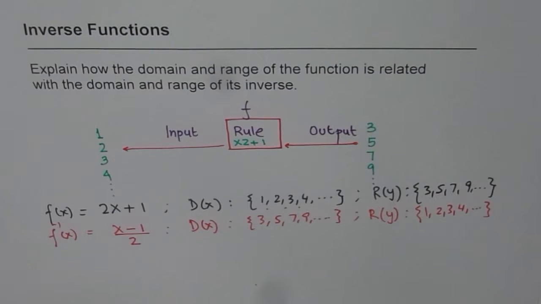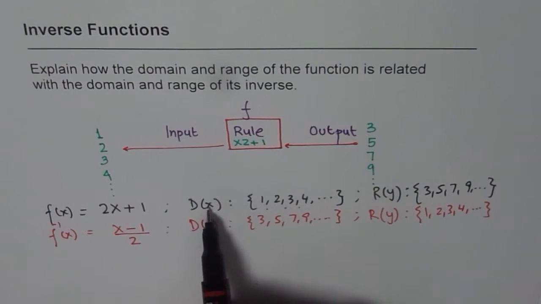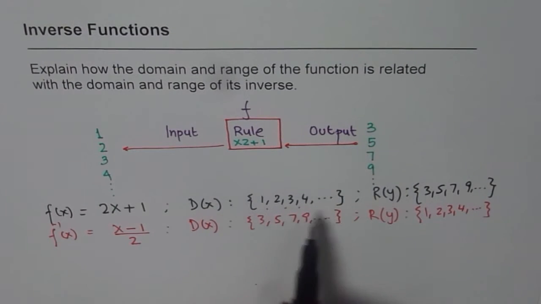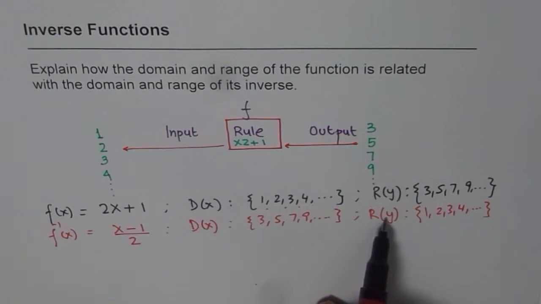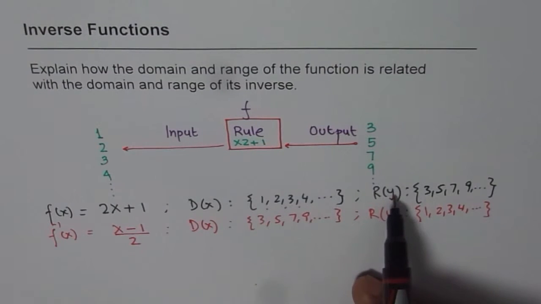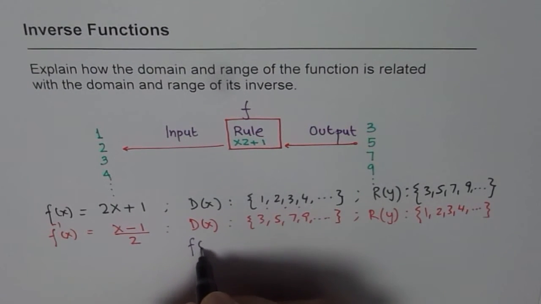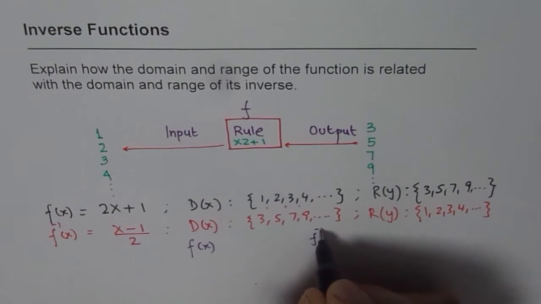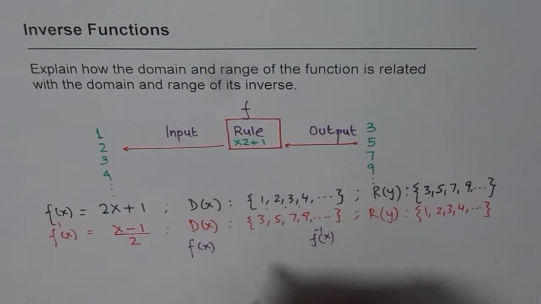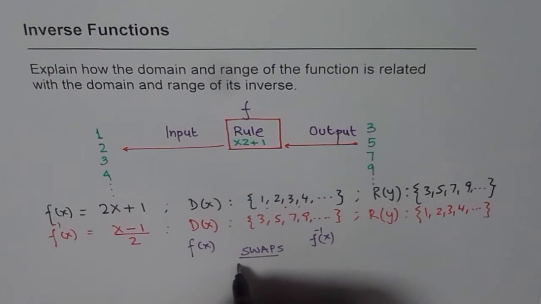You can see domain and range swaps. The domain of the function becomes range for the inverse of the function, and the range of the function becomes the domain of the inverse. So that is what happens. So between function and its inverse, what we notice is that domain and range swaps, they interchange.